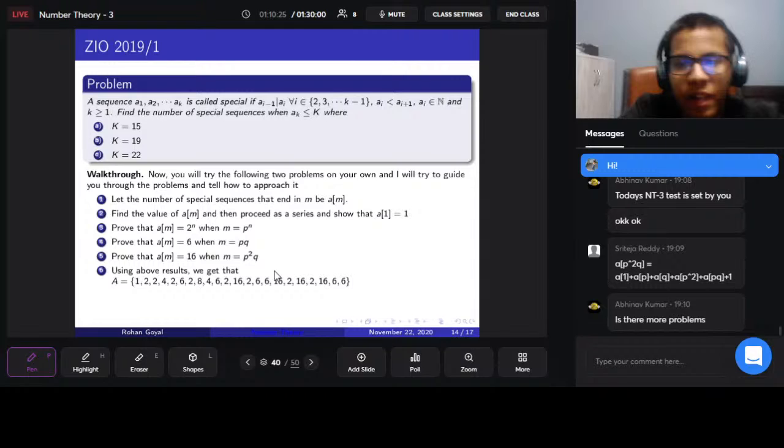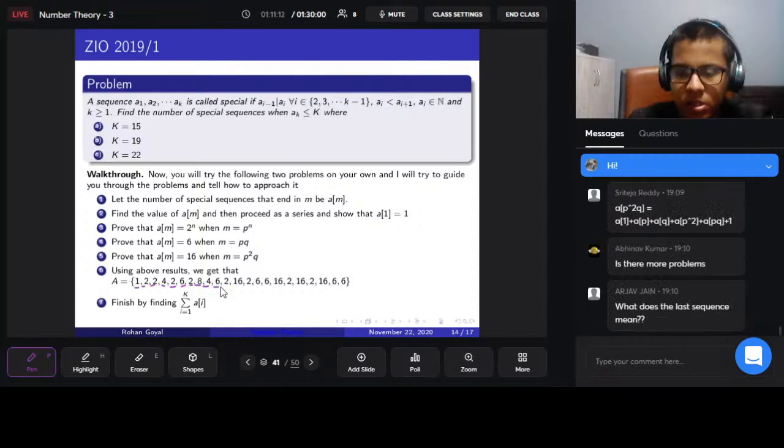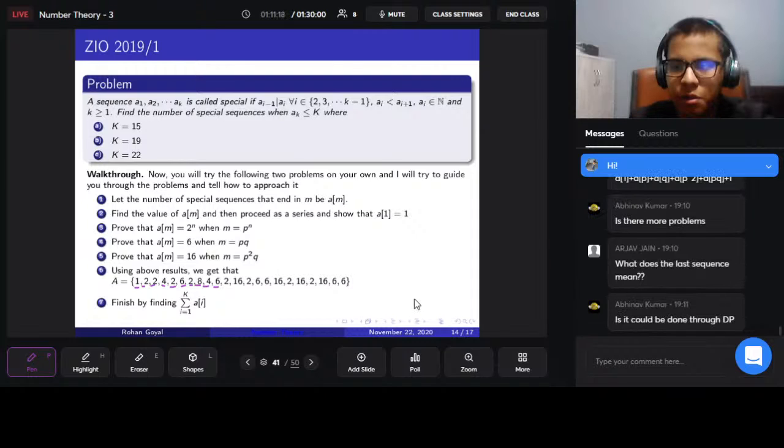Yeah, there's one more problem after this. This sequence is just the sequence of AN: A1 equal 1, A2 equal to 2, A3 equal to 3, A4 equal 4, A5 equal to 5, A6 equal 6, A7 equal to 7, A8 equal 8, A9 equal 4, A10 equal 6, and so on. This could be done through DP. You can check the CodeChef editorial for that. The official solution is via DP, which works for larger values as well, but I think this is much more convenient when you're doing ZIO.